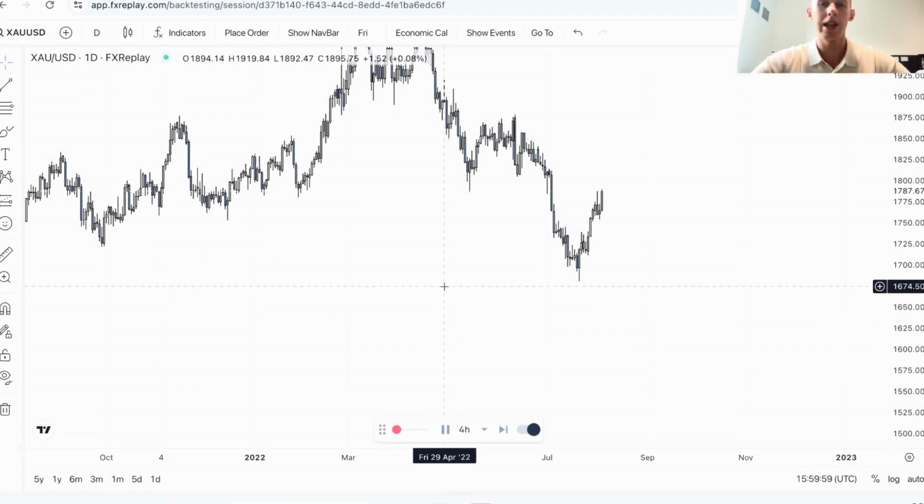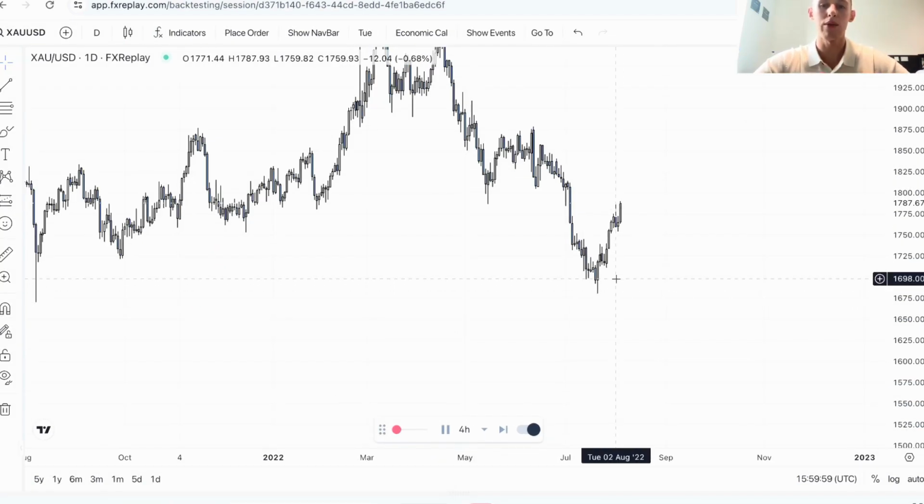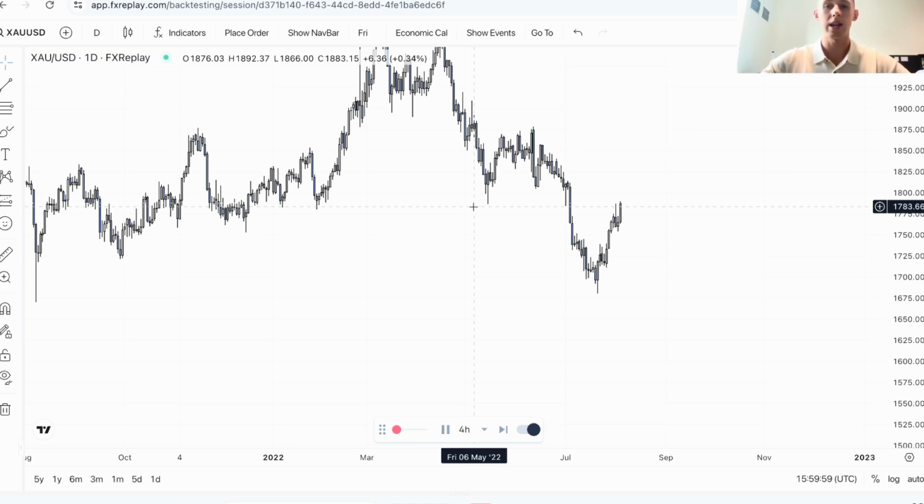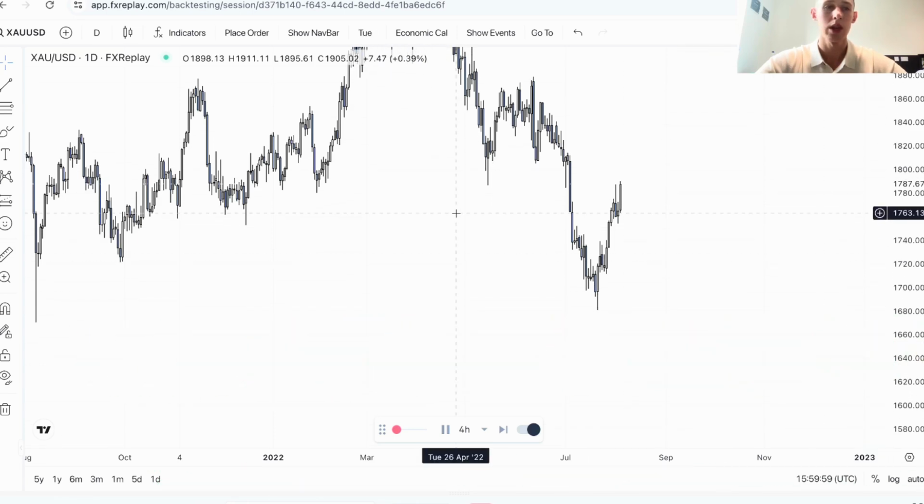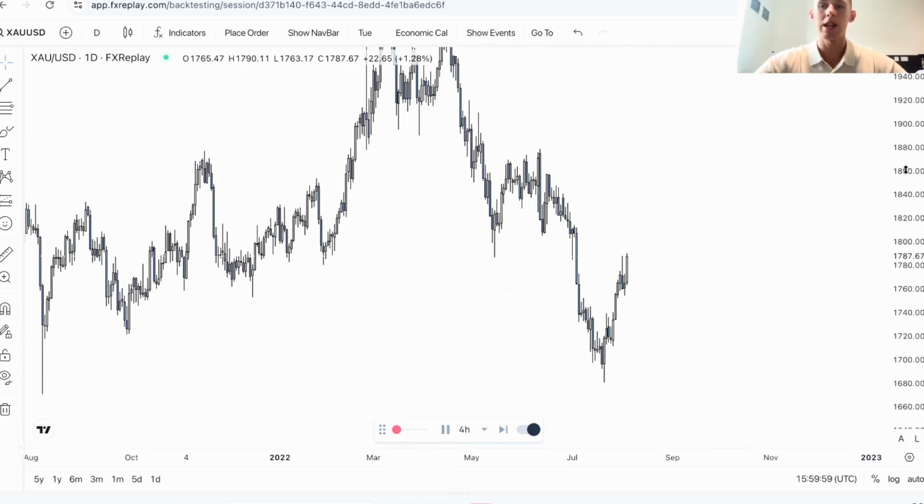So I've already done a little bit of backtesting. I went from the beginning of 2021 and this is currently August 2022. And I plan on doing this up to the present date to gather enough data. 3 years is a sufficient amount of data, and I wouldn't recommend doing any less than that if you're backtesting a strategy. So yeah, let's get straight into it.